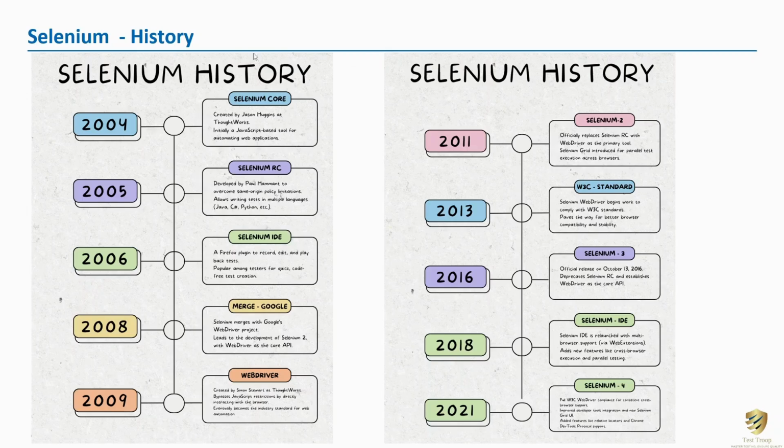This is basically how Selenium evolved from 2004 to 2021. Now we are in 2024 actually. Selenium has completed its 20th anniversary, 20 years of existence. Still, it is treated as the number one tool for web application automation.